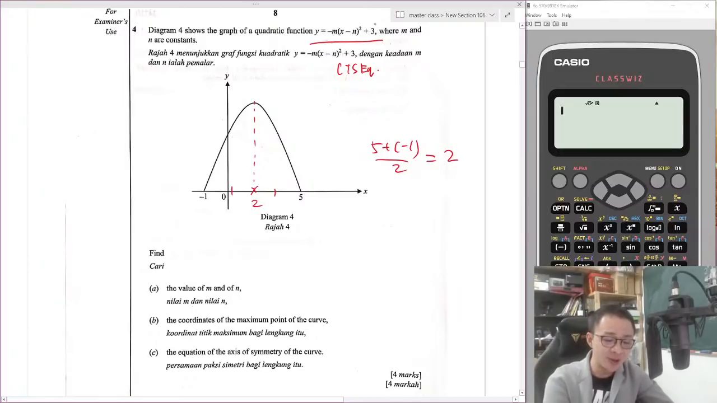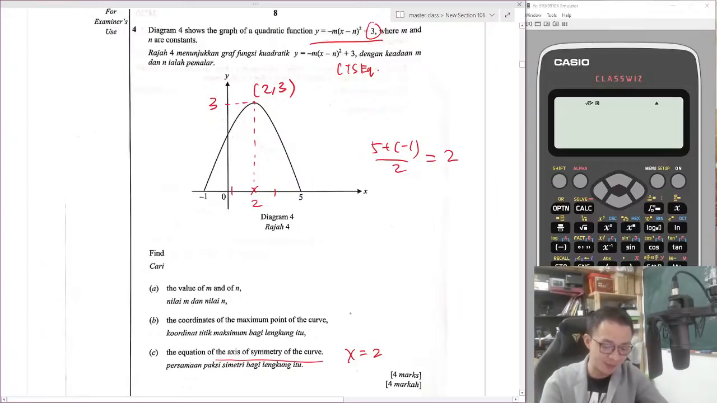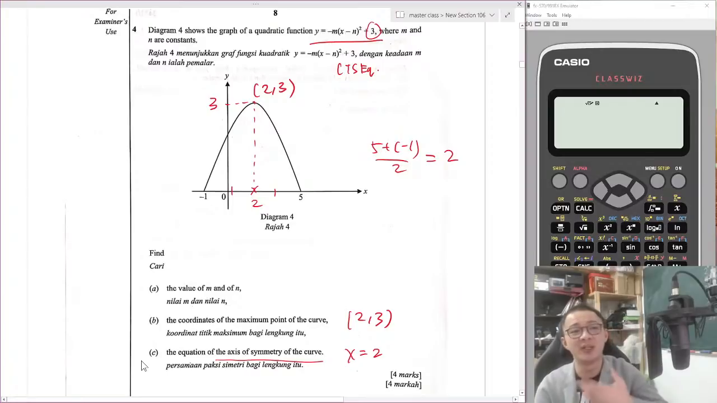Okay, based on this equation, this one is the maximum value. So I know the maximum value will be 3. So therefore, I know my maximum coordinate is (2, 3). Without starting to do anything, I'm just trying to understand the graph and the equation only. So I can find the equation of the axis of symmetry, very easy, x equals 2. I can find the maximum coordinate, very easy, (2, 3). Right now I want to find m and n. If I set the question, I will do this as A, this as B, because normally the C will need more words to do.